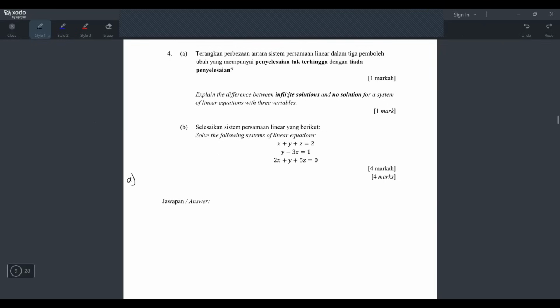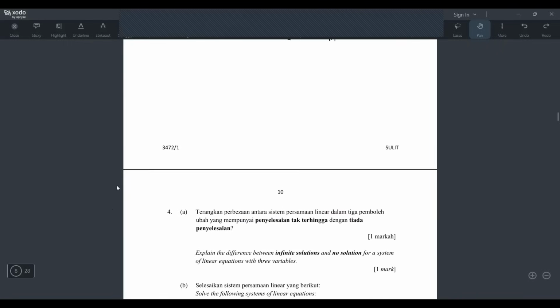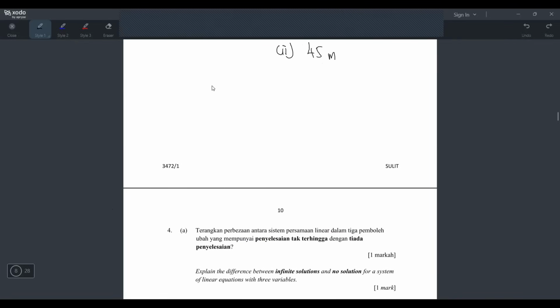Okay, how do we know whether the soalan yang ada linear equation yang ada 3 variable, whether it has infinite solution or no solution? Okay, I'll write here, right? So for a linear equation with 3 variables, right? It means the x, y, z macam tu.